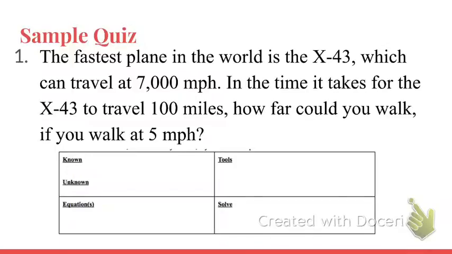Okay, so we have two objects, so we're going to have two velocities, two displacements, and two times. And so I'm going to label them with little letters next to them. So I know that the velocity of my x43 is 7,000 miles per hour.